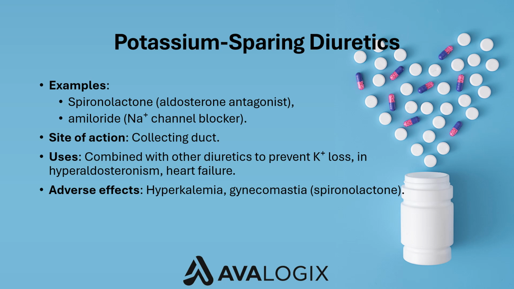Adverse effects include hyperkalemia, which can be life-threatening, especially in patients with renal impairment or those taking other potassium-retaining drugs like ACE inhibitors. Spironolactone can also cause gynecomastia and menstrual irregularities due to its anti-androgen effects. Eplerenone is more selective and has fewer endocrine side effects. In hypertension, potassium-sparing diuretics are rarely first-line but can be invaluable in specific scenarios, particularly when hypokalemia is a recurring problem.